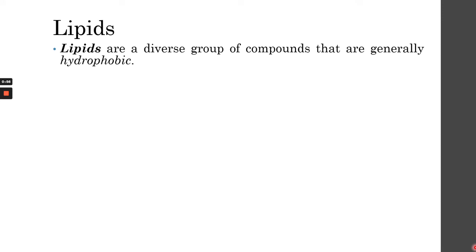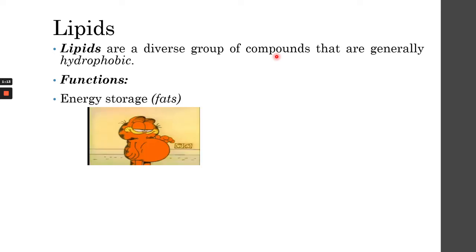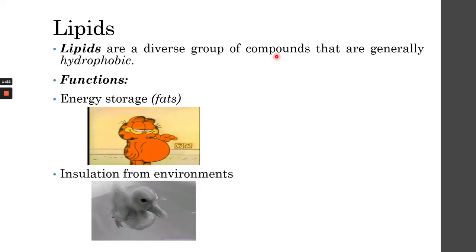So lipids are basically a diverse group of compounds that are generally hydrophobic. And this includes a lot of different compounds that we are going to discuss some of them today. And they have different functions in our body. One is for energy storage, which we commonly know as the fats that are stored in our body. The second is for insulation from environments.